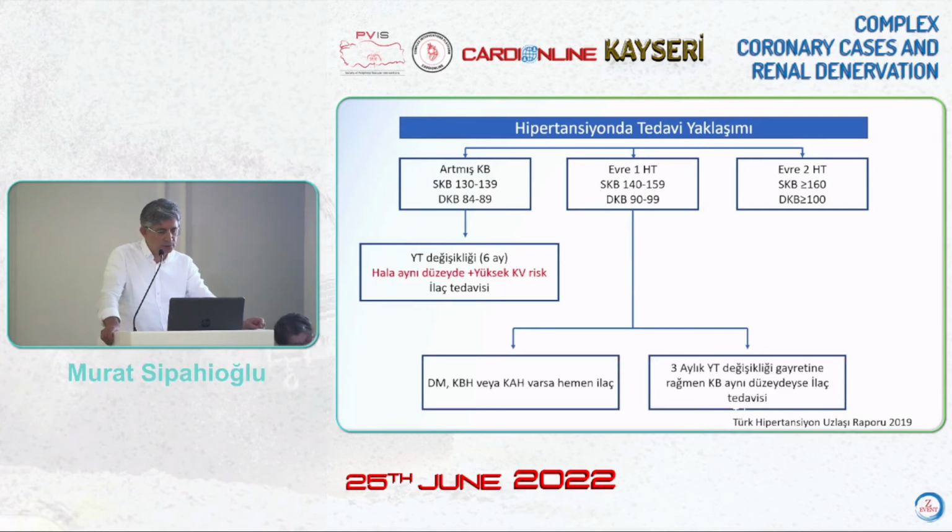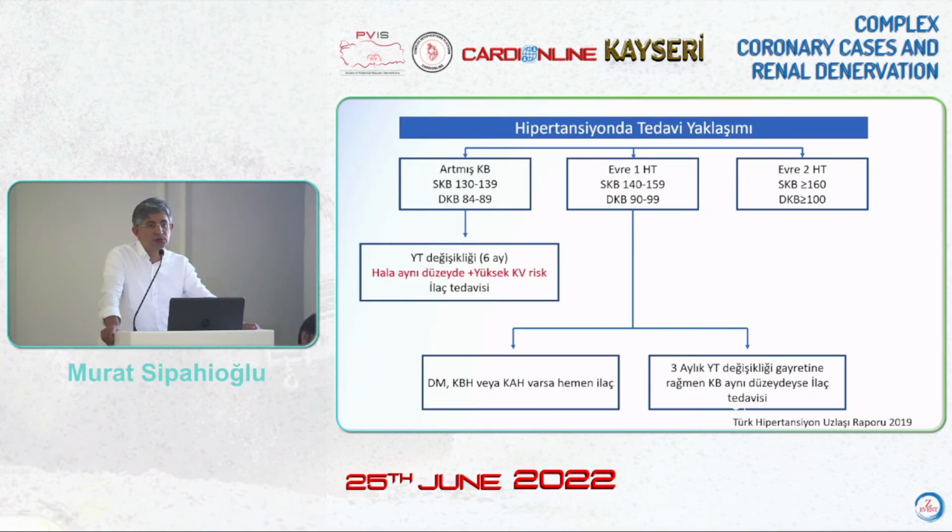Another group is the stage 1 hypertension, where lifestyle changes are important in these patients, and 3 months of lifestyle changes is targeted here. If we cannot decrease the high blood pressure, there is the pharmacologic treatment. You can start directly with the medical treatment if there's a diabetes risk, kidney disease, or cardiovascular disease for this patient.